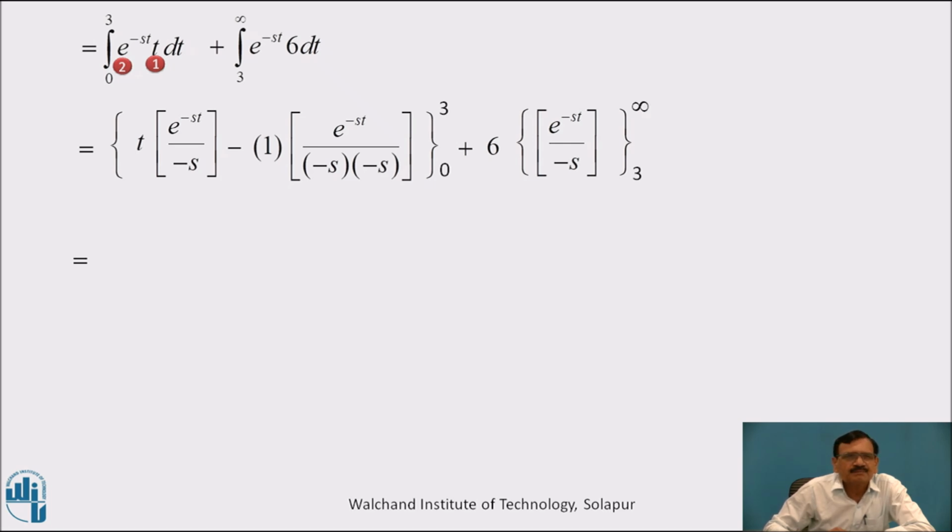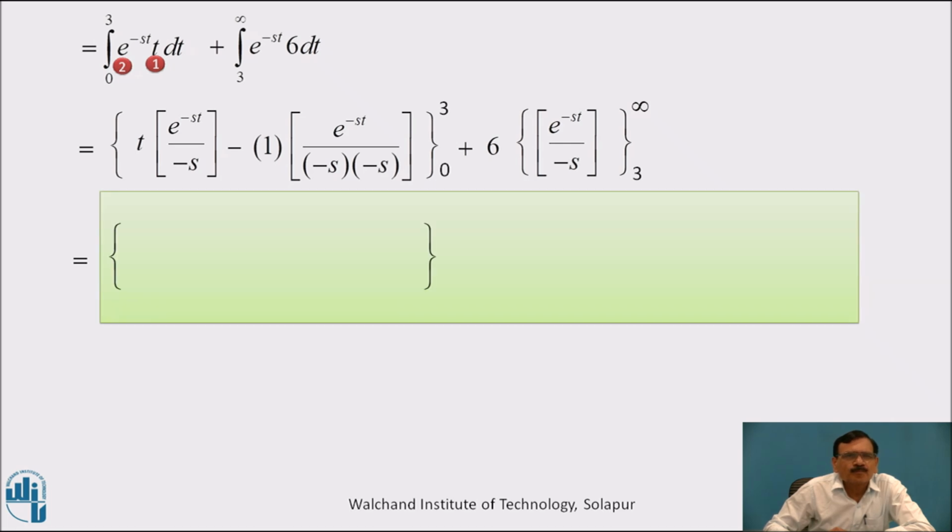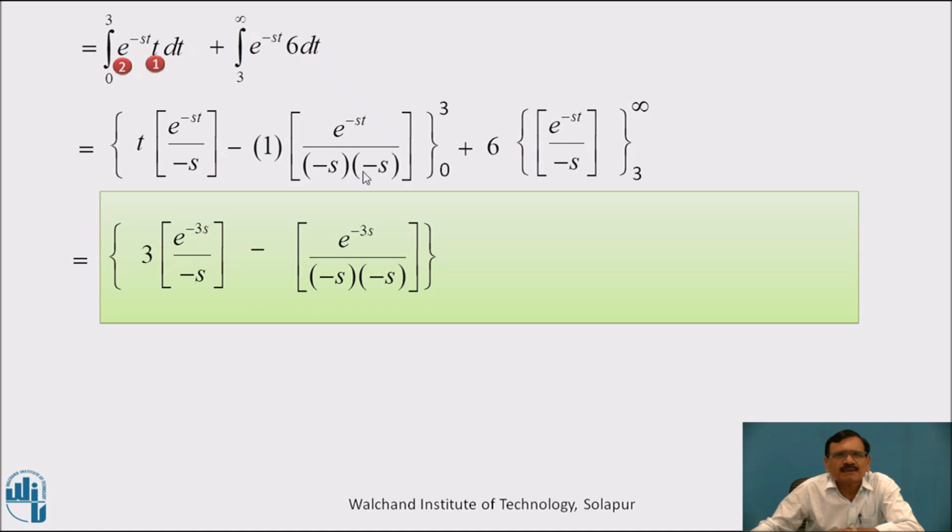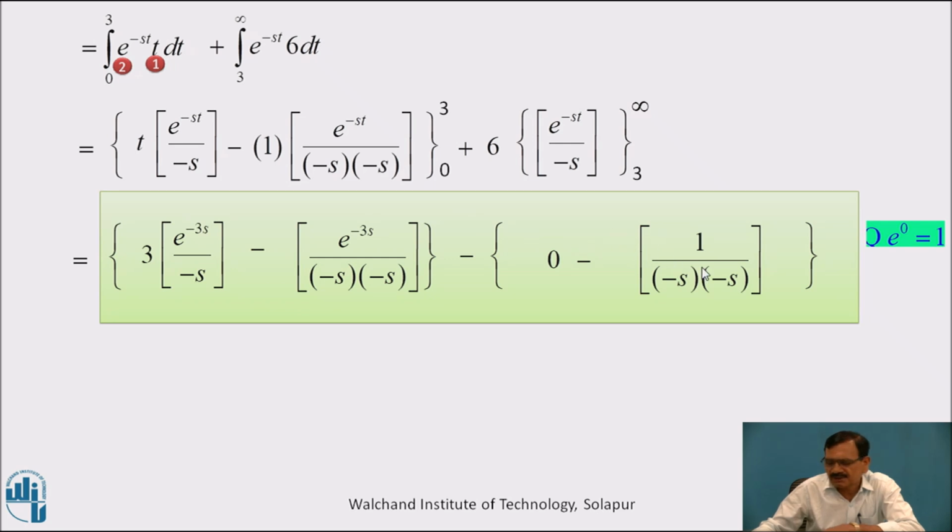Now we put the limits. First we put the upper limit, t equal to 3, then we get 3 e raised to minus 3s upon minus s minus e raised to minus 3s upon minus s into minus s, then minus of the lower limit. Here we get 0, because if you put t equal to 0, the first term becomes 0, then minus sign, and e raised to 0 is 1, so we can write minus of 1 upon minus s squared.